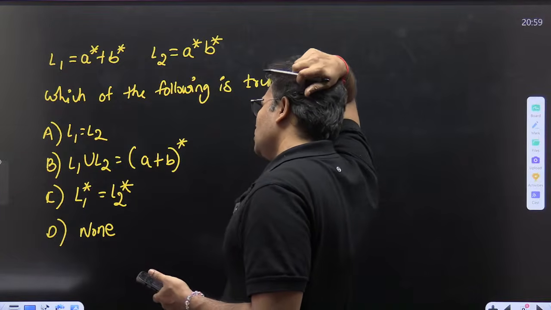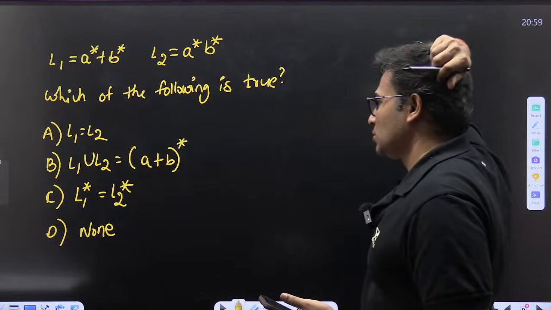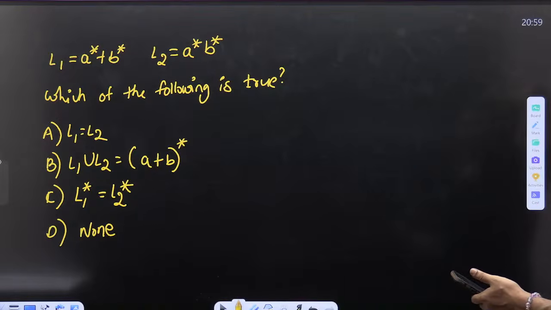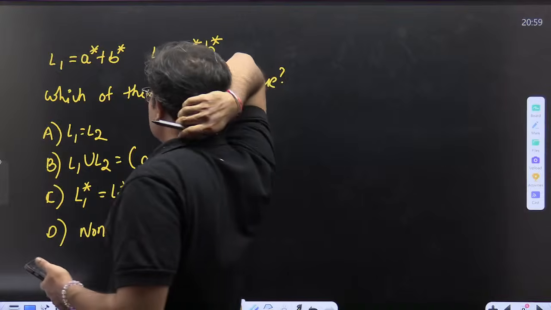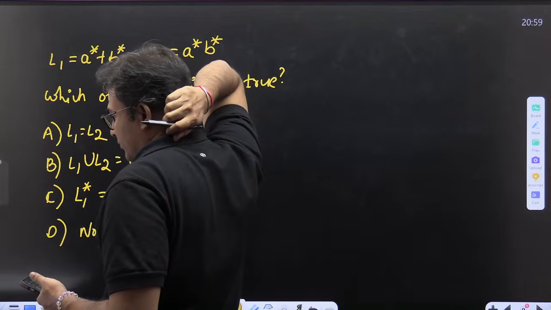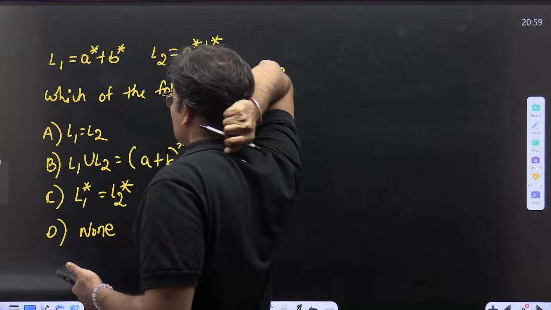L1 equal to L2, L1 union L2 equal to, okay. So what is the answer?